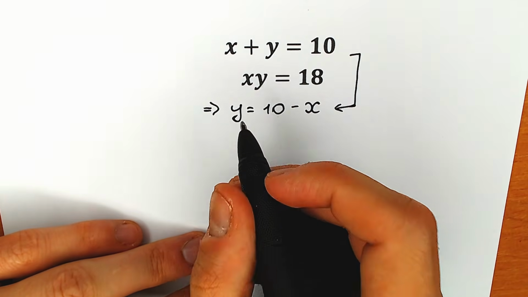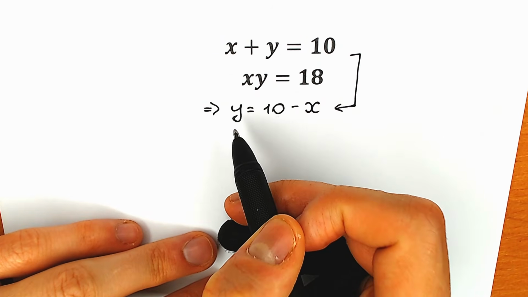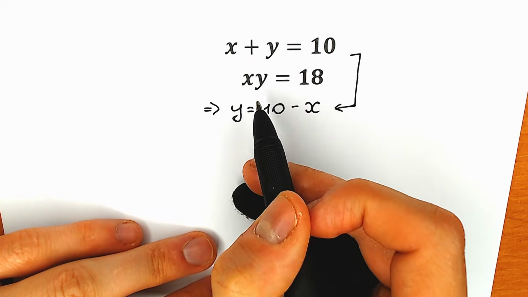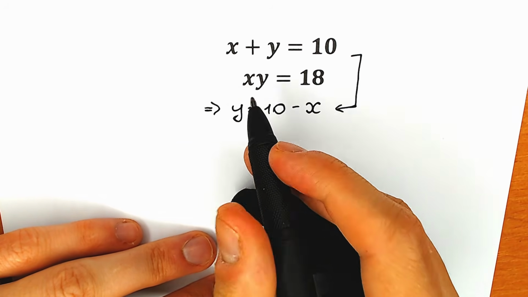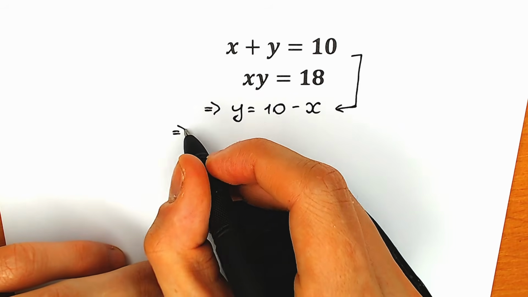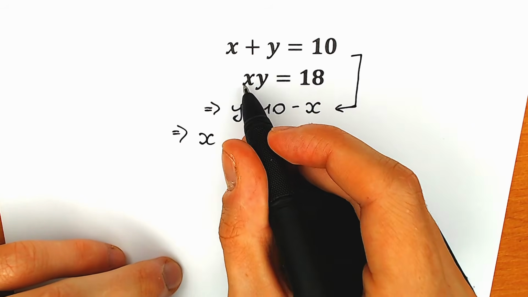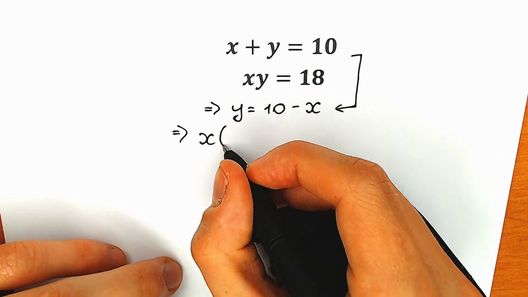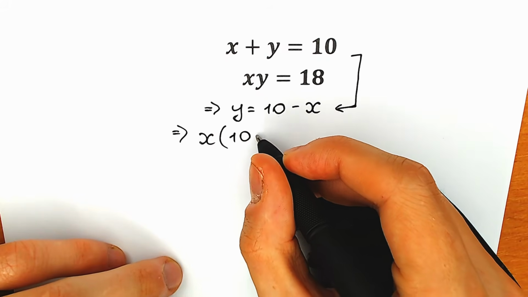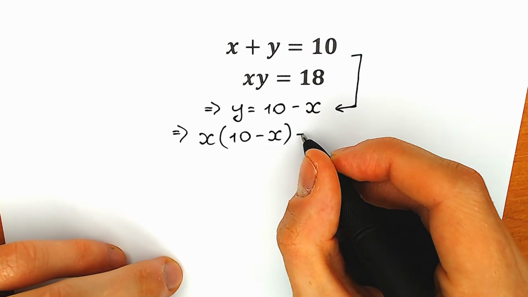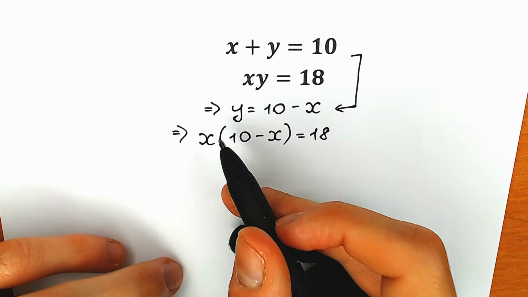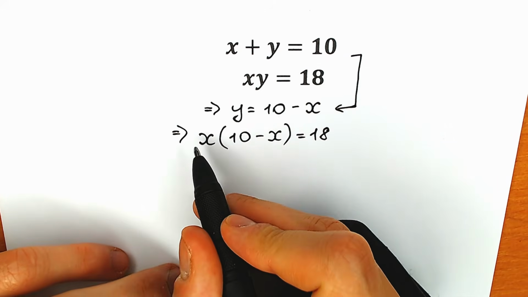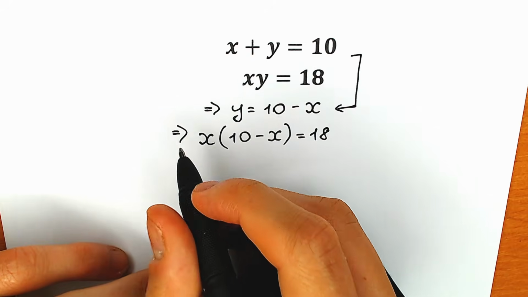And what we're going to do next: right now we have the same y in the second equation, but let's plug in not y, but this expression. Instead of this y, let's plug in this 10 minus x. So we have x, the same beginning, and instead of y we plug in 10 minus x, equal to 18. Right now we have only one variable, only x, we don't have y. That's why we're going to solve this in terms of x.